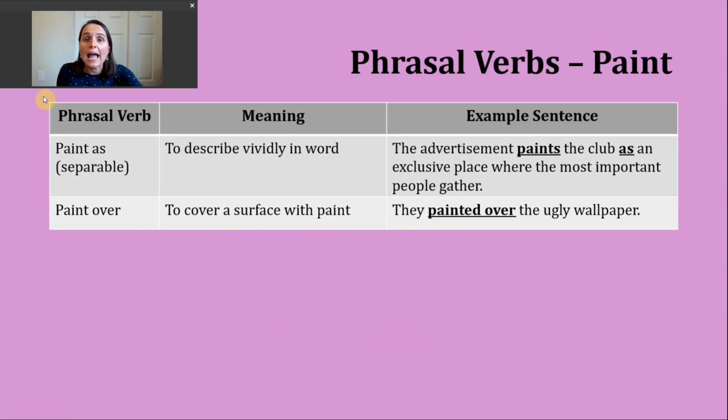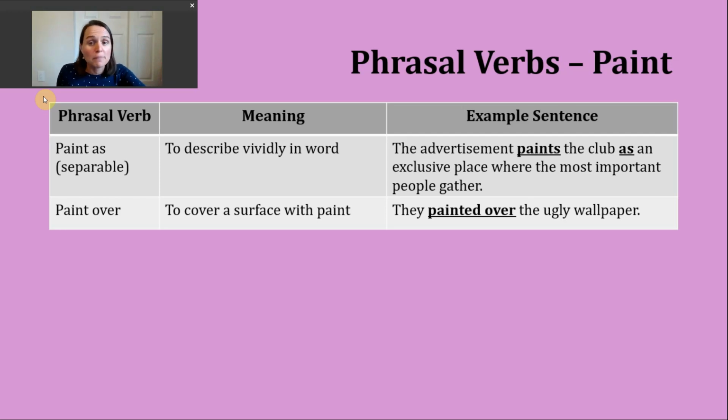Now let's take a look at a couple phrasal verbs. One that you might hear is to paint something as. This particular phrasal verb is always going to be separated, so we're going to have an object come between the verb and the preposition. And this just simply means to describe something very vividly. Imagine you're describing it so clearly that the other person kind of creates a picture in their mind.